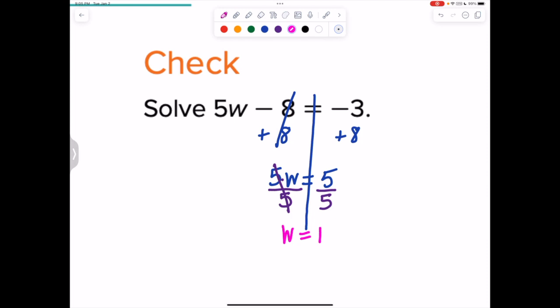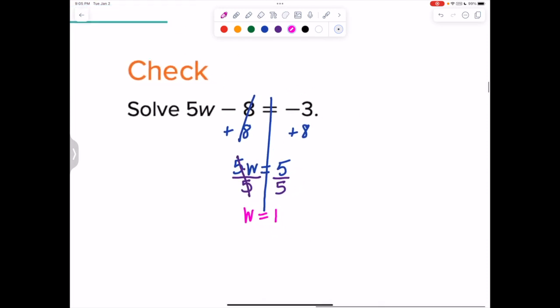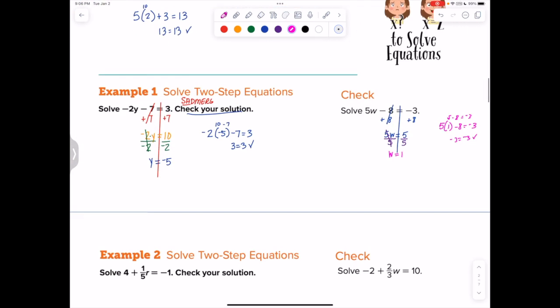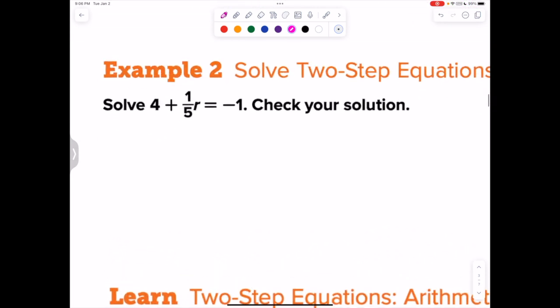Okay. All right, and then if I check it real quick on the side, I have 5 times 1 minus 8 equals negative 3. So 5 minus 8 equals negative 3. Yes. Negative 3 equals negative 3. Check. Okay, so we're good. Okay. All right, let's go ahead with example 2.